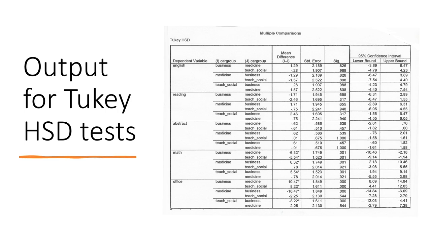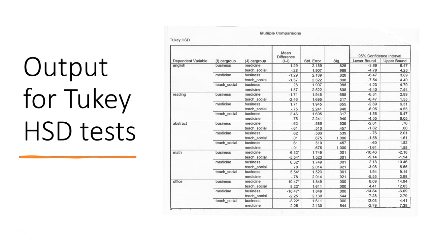So here we're looking at the output for the Tukey HSD, or honestly significantly different test. Now it's looking at all of our independent variables and comparing them against each other. So we've looked at English and used that as the value that we're assessing, business with medicine and teaching social. So medicine and business and teaching are the things that we're looking at. And it's looking at each of those differences between the scores across our variables.